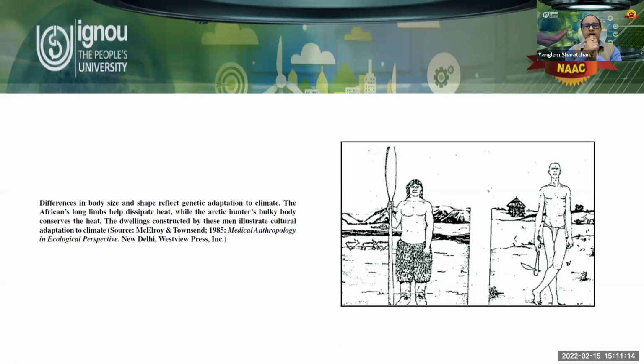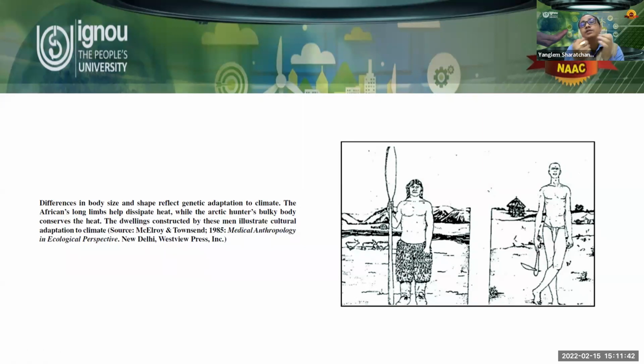So you will see here in this photo differences in body size and shapes. They reflect genetic adaptation to different climates. Here Africans have long limbs that help them dissipate heat, while the Arctic hunters have bulky bodies that conserve heat.